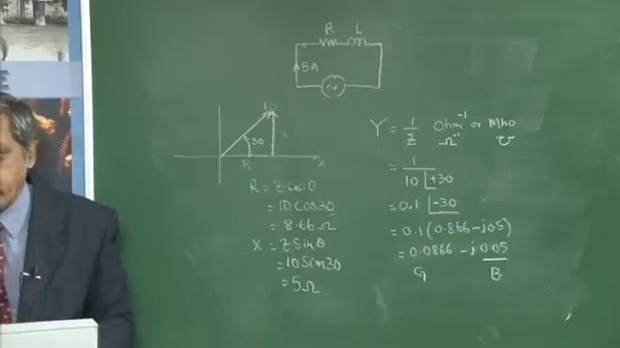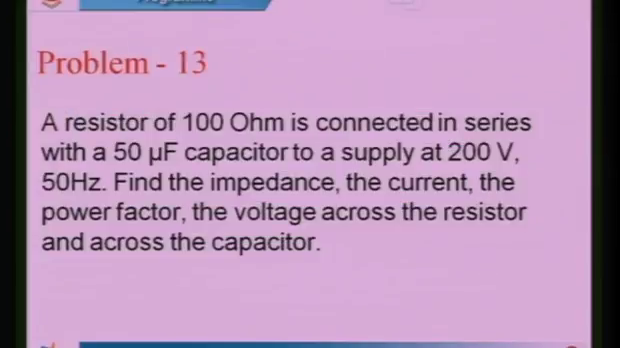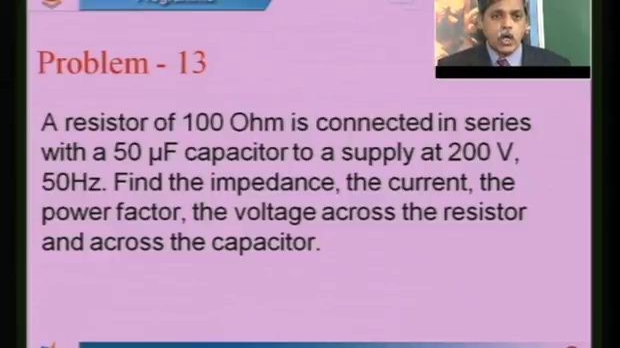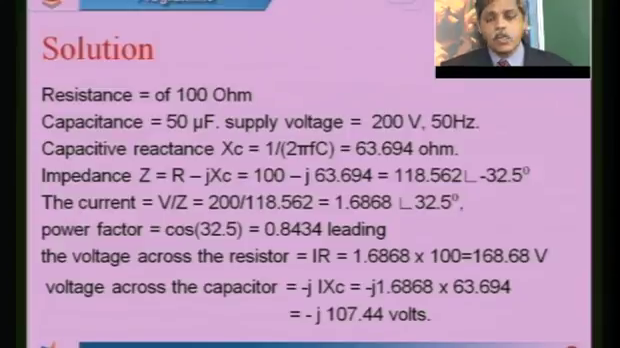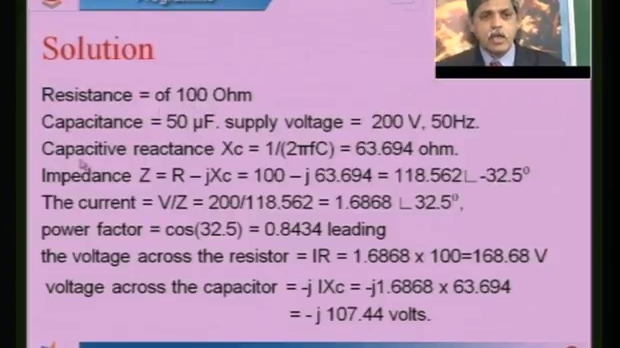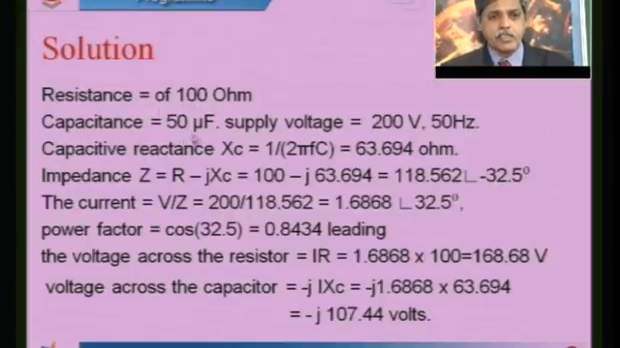Here if you see the solution, I have been given the resistance value and the capacitance value. Therefore I need to convert first this into impedance, okay. For that the capacitance value will be converted to capacitive reactance and combined with the resistance to get the impedance value. Now follow the solution on the screen, you can make out the steps what I have here. So resistance is 100 ohms, it is given, capacitance is 50 microfarads, supply voltage is 200 volts 50 hertz.